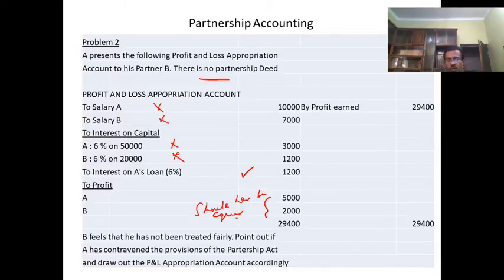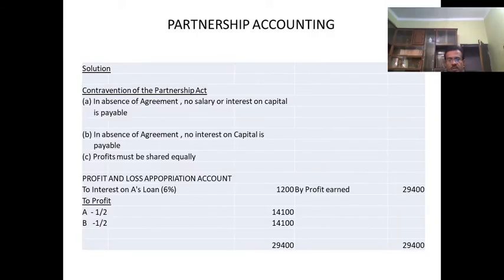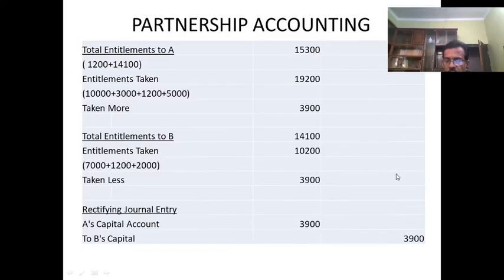So what is the correct profit and loss appropriation account that you are going to see? In absence of agreement, no salary or interest on capital is payable. In absence of agreement, no interest on capital is payable. Profits must be shared equally. This is what the Partnership Act says, because the deed is silent about it. Okay. Profit and loss appropriation account we will be preparing by profit earned 29,400.